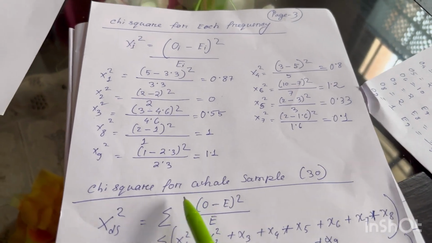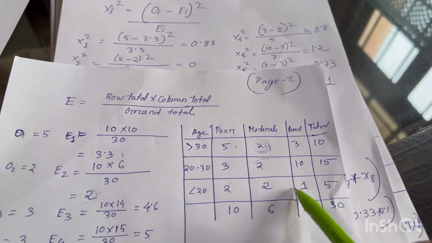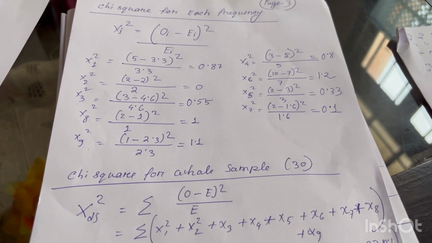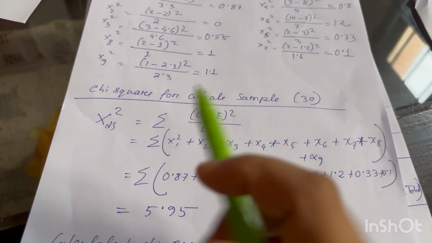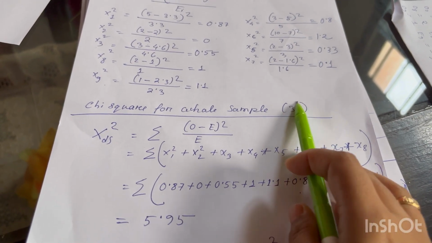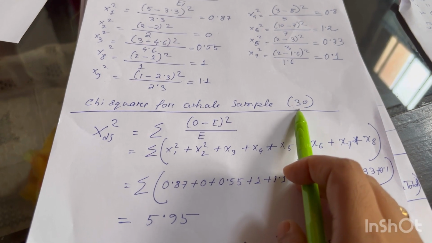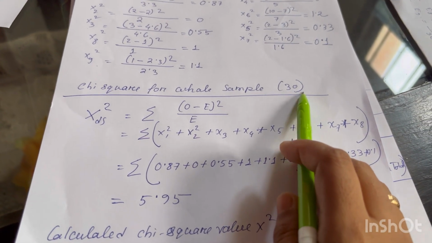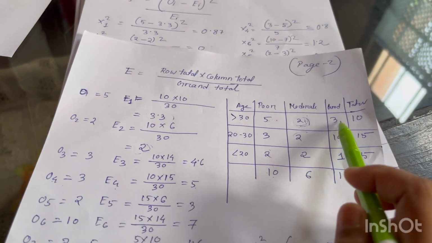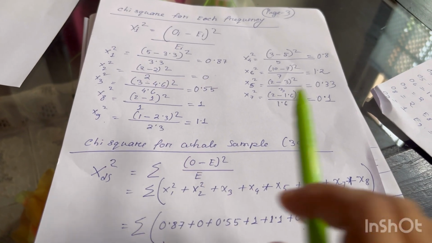So this is how we have to calculate a total of 9 chi-square values, because we have a total of 9 frequencies. From these 9 values we will calculate the chi-square for the whole sample. This is the formula for calculating the chi-square for the whole sample. In this example, we took a sample size of 30. In my study, it was a pilot study with a sample size of 30, and I am calculating the chi-square for these 30 samples. First we calculated the chi-square for individual frequencies. As we have 9, we have calculated 9.